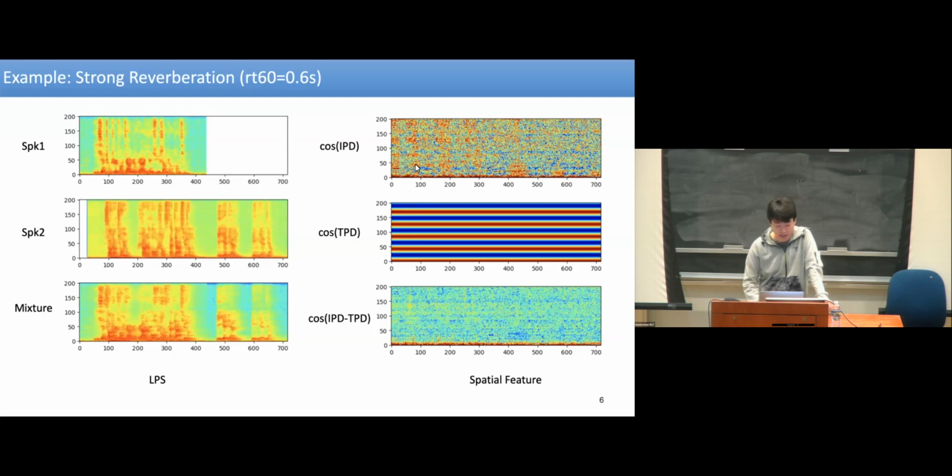So when you compare IPD with TPD to get the spatial feature, you can hardly find any patterns in this spatial feature. And when you combine such a feature with the mixture RPS and send it to an ASR system next, you cannot expect to get any good results.